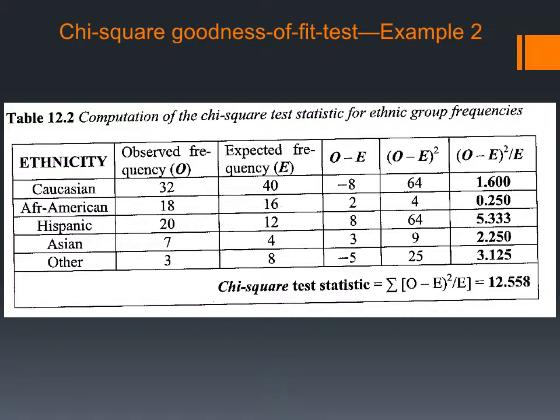So if I know that that's the population I'm drawing from, I can use those as the expected frequency. So if I've got 80 folks, I preset that 40 of those should be Caucasian, 16 should be African American as part of that 20%, 15% should be Hispanic, so that's 12 out of 80, 4 should be Asian, and that's 5% out of 80, and then the others, the 10%, will be 8.